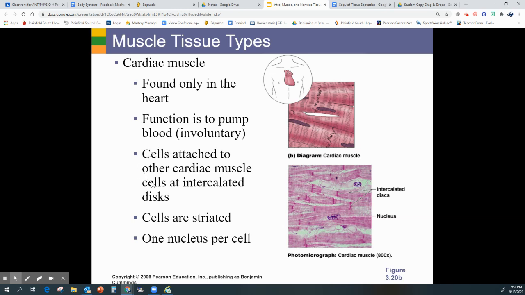Cells of this are always going to attach to other cells. They don't attach to any muscle tissue or anything else. And they are connected by these little things called intercalated discs. I was talking on the previous slide about these lines.